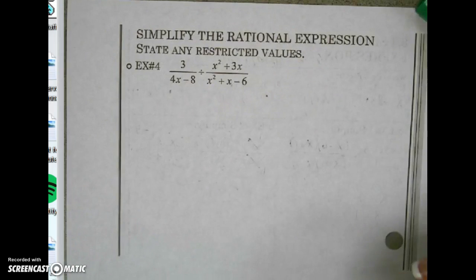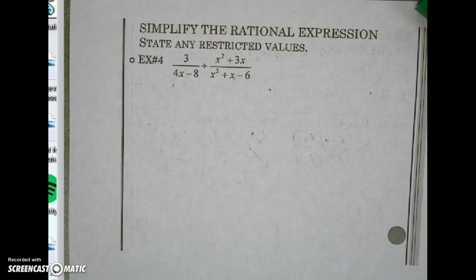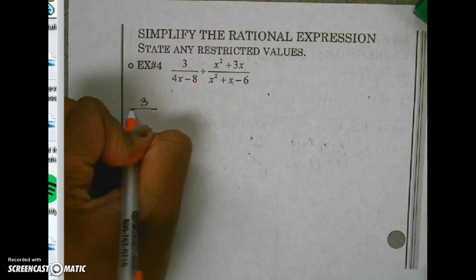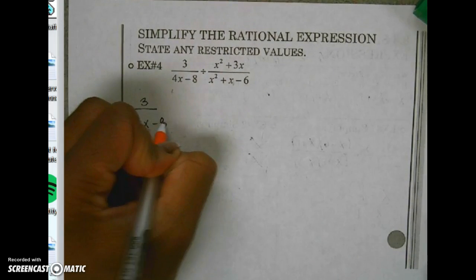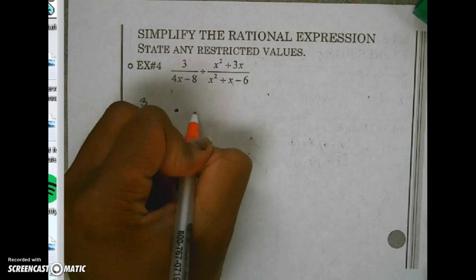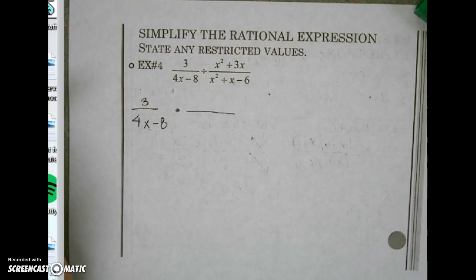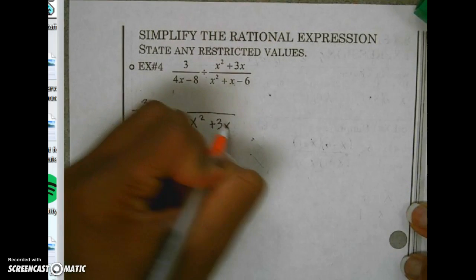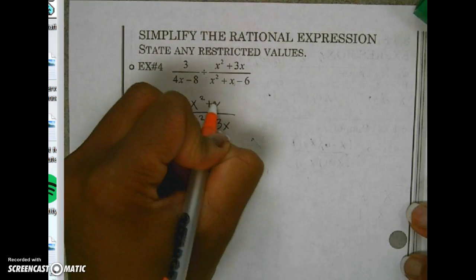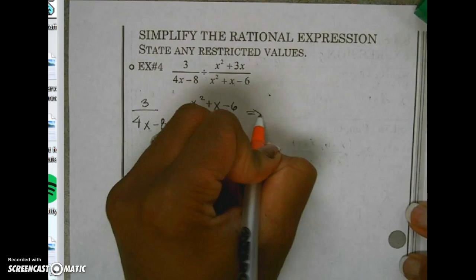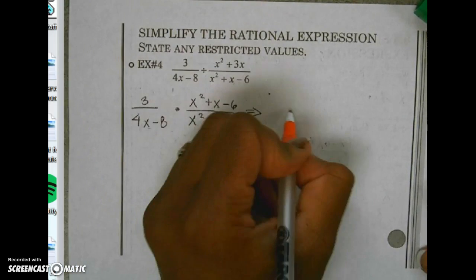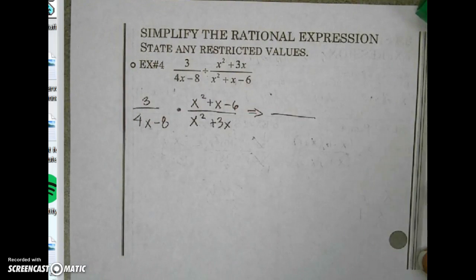Voila, next page. What's the difference between multiplying and dividing fractions? Not much, except we have to multiply by the reciprocal. So remember, the first fraction stays the same, 3 over 4x minus 8. And now we change this division to multiplication, and we're going to multiply by the reciprocal. So that's x squared plus 3x, and up top, x squared plus x minus 6. Now, I'm realizing that I told you before that the first thing you should do is factor, and I forgot to factor because I was so excited about dividing fractions.